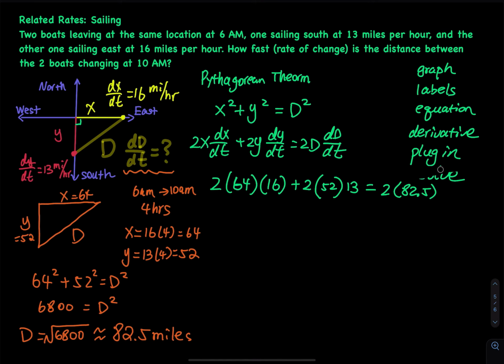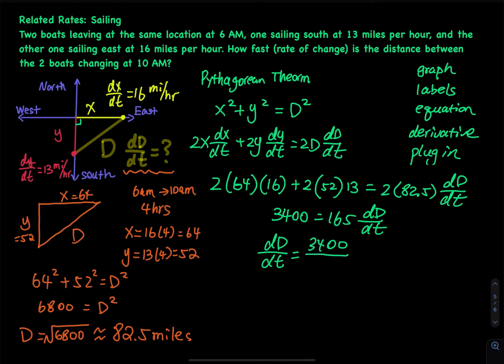Okay, let's erase this because everyone knows how it solves. And then dd/dt. All right. So on the left-hand side, you multiply and then you add, that is equal to 3400, equal to 165 dd/dt. And then you take 3400 divided by 165, so dd/dt is approximately equal to 2.60, or you can write 2.61.